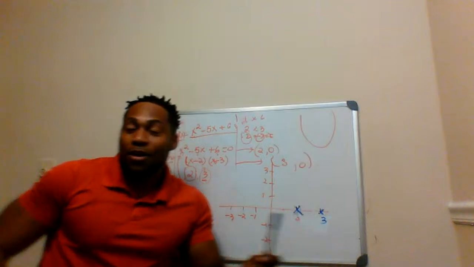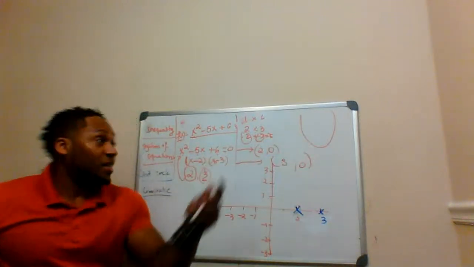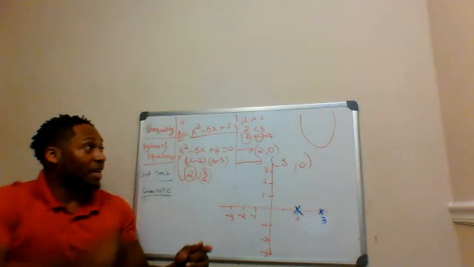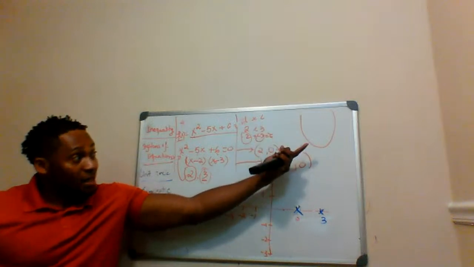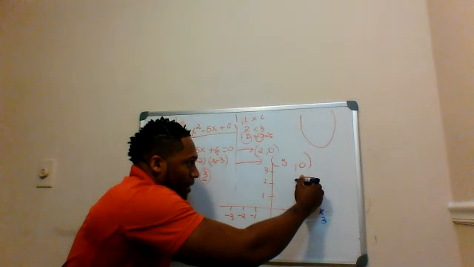Okay, now we found these 2 points, right? We know it's shaped like this because this thing is positive. It's not shaped like an n, like a negative. This is shaped like a U, positive. So that means it's gonna be something like that, right?